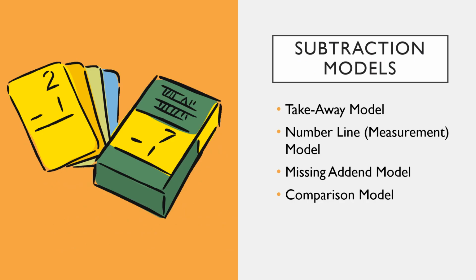The 4 subtraction models that we're going to talk about today are the takeaway model, the number line or measurement model, the missing addend model, and the comparison model. These are not the only models of subtraction. I'm sure you could do research and find additional models, but your book picks these 4 because they give different approaches for different types of problems. This is a comprehensive look at the models, and you could use these 4 models to teach subtraction and not have to use anything else.